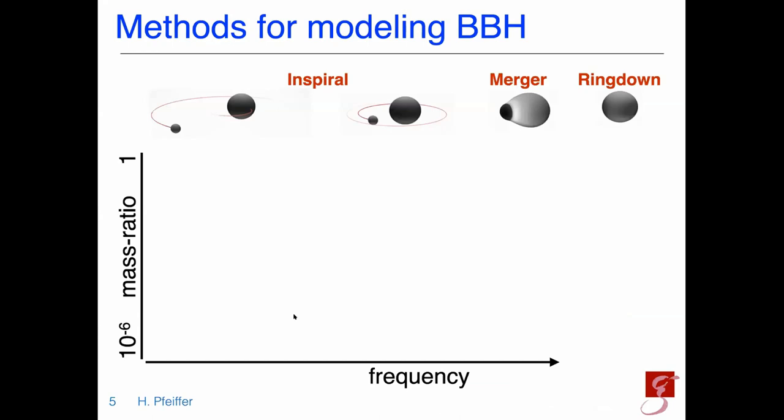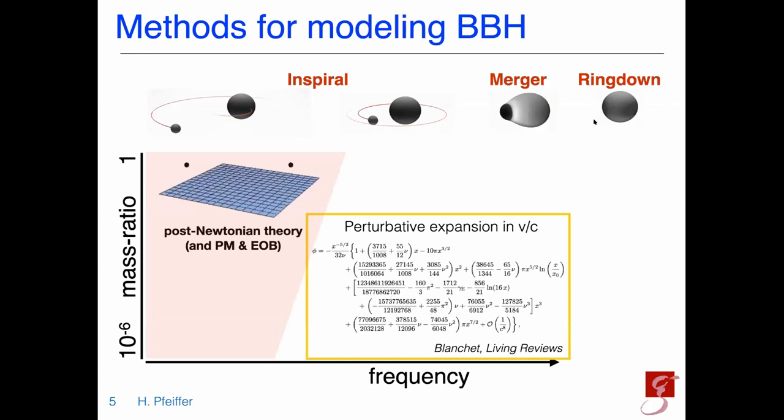Okay, so large separation, small separation, merger, ring down. And at large separation, the primary tools for modeling this process are post-Newtonian theory, and more recently also post-Minkowski theory, and also the effective one-body theory, which is a repackaging of the post-Newtonian results. You end up with these fairly lengthy-looking perturbative expansions in v over c. I think we have Bala Iyer on the call. He's one of the world experts in doing this type of thing.